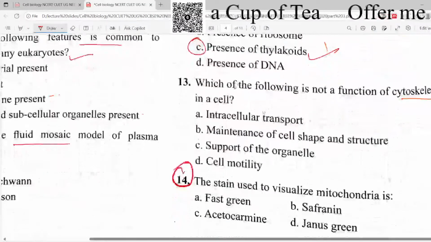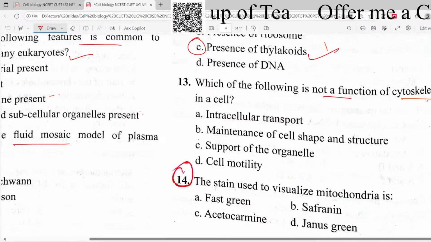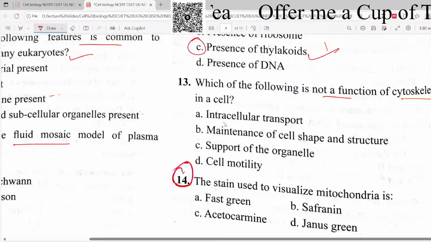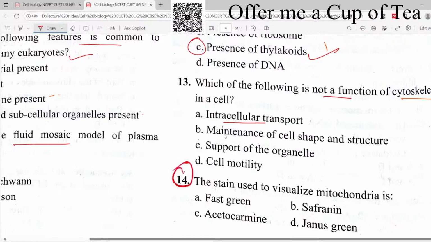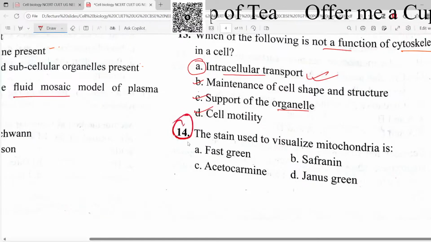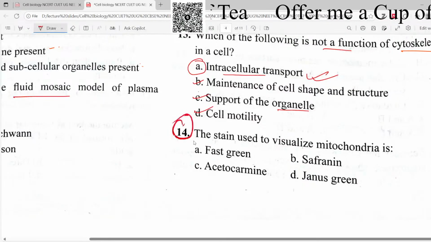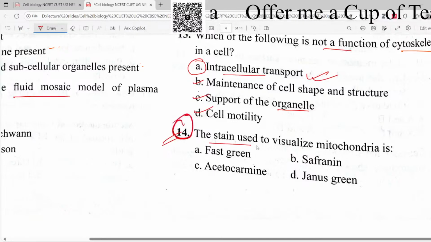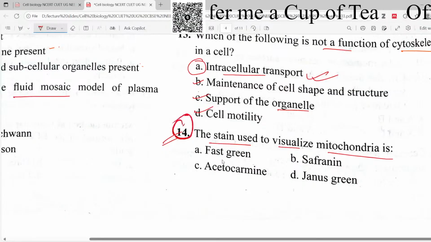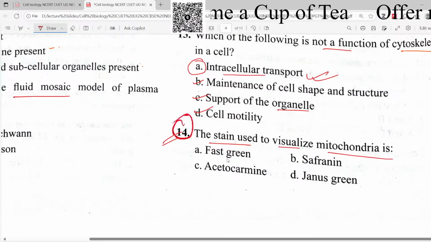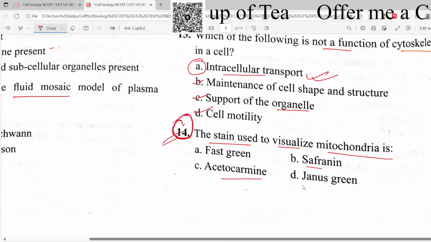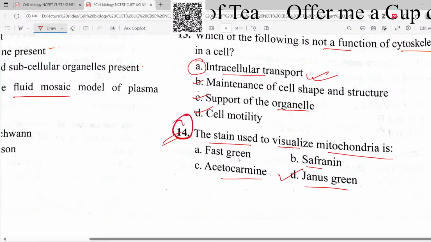Next question. Which of the following is not a function of the cytoskeleton in a cell? A, intracellular transport; B, maintenance of the cell shape. The next question: the stain used to visualize the mitochondria is: option A, methylene blue; option B, safranin; option C, acetocarmine; option D, Janus green. So the correct answer is Janus green.